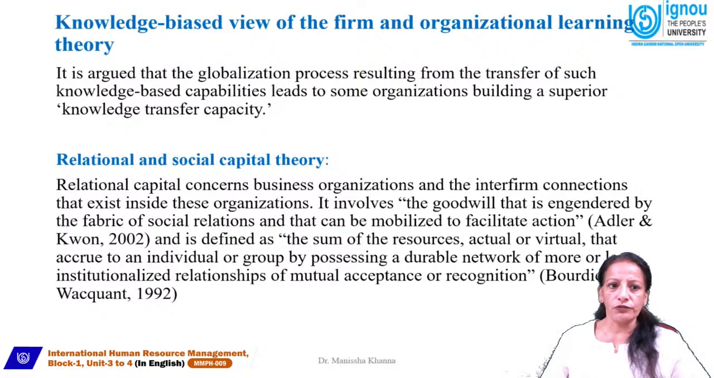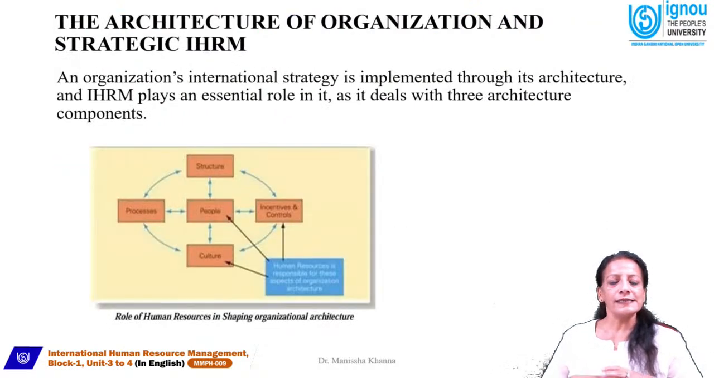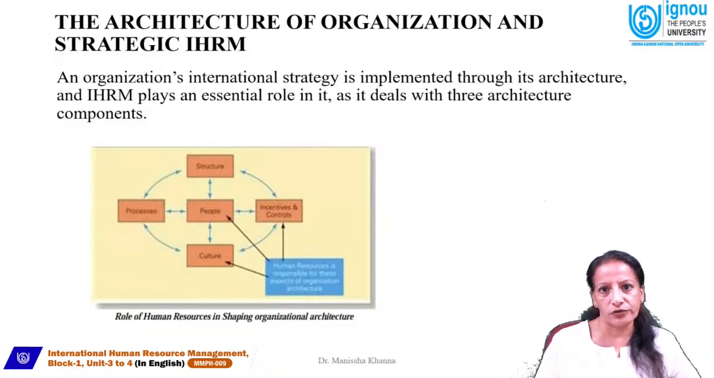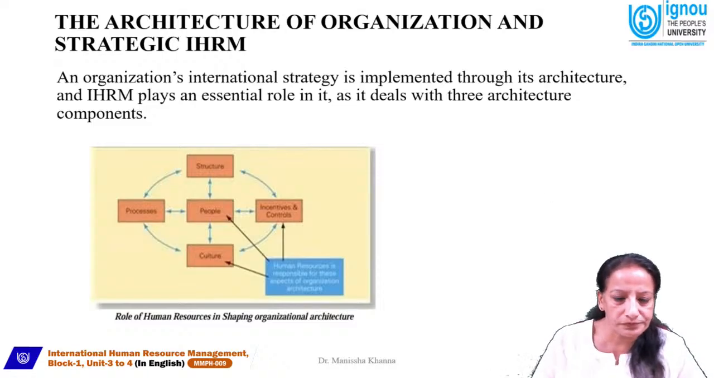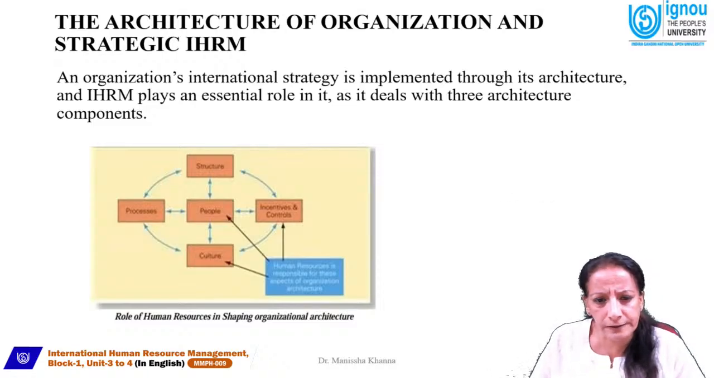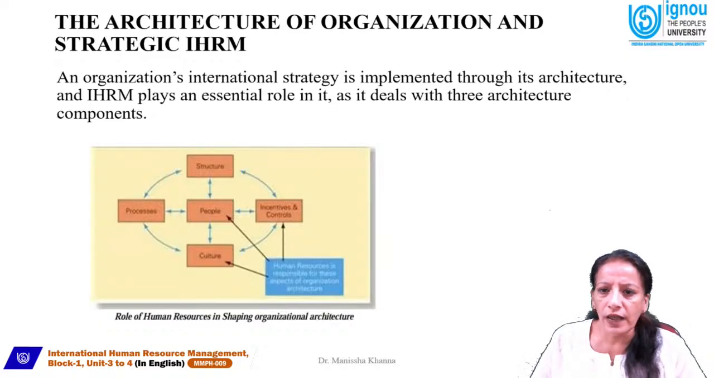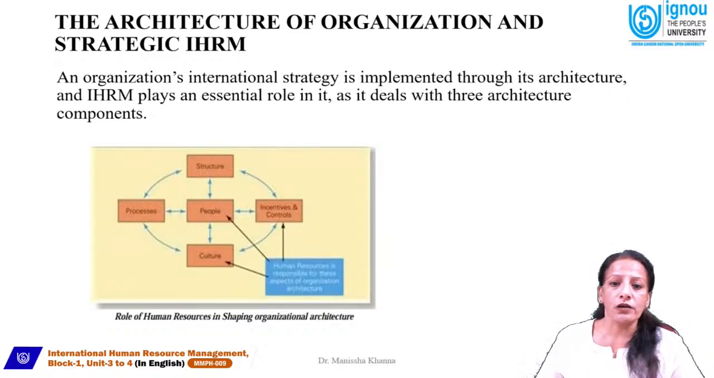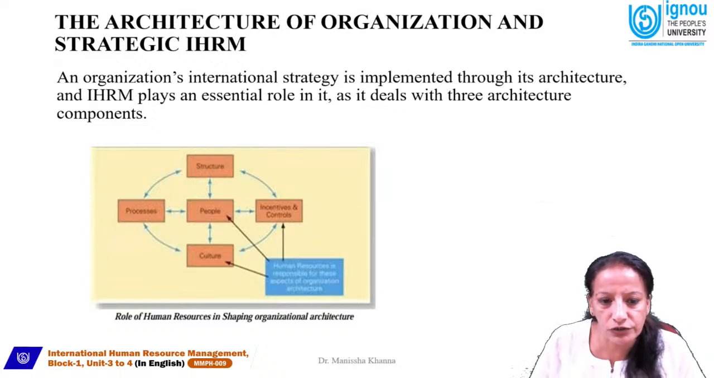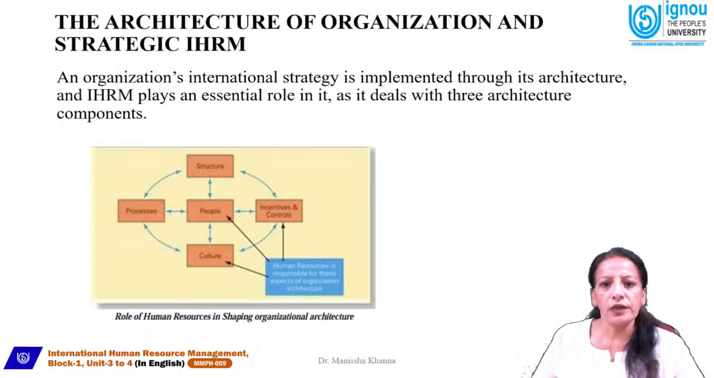So these were a few theories which were discussed in detail. Let's see now the architecture of the organization and strategic international human resource management. When we see this diagram, it is very interrelated, about the structure, the incentives and control, the culture, and the processes, which revolve around the human resource, the people of an organization, where they are the main focus. They play an essential role.